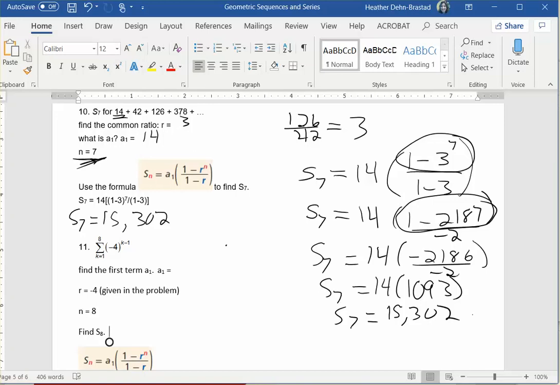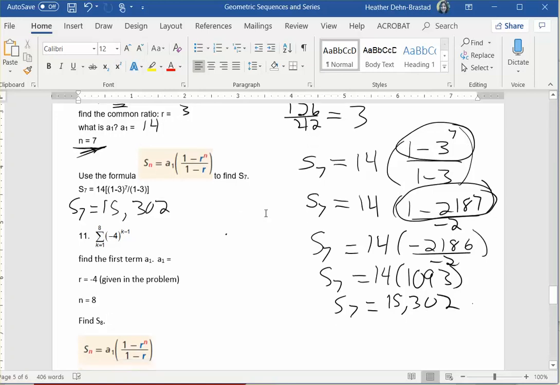And it wouldn't make sense, this is an increasing series. They're getting bigger and bigger, so it wouldn't make sense if your answer came out to be a negative number, would it? So watch that.